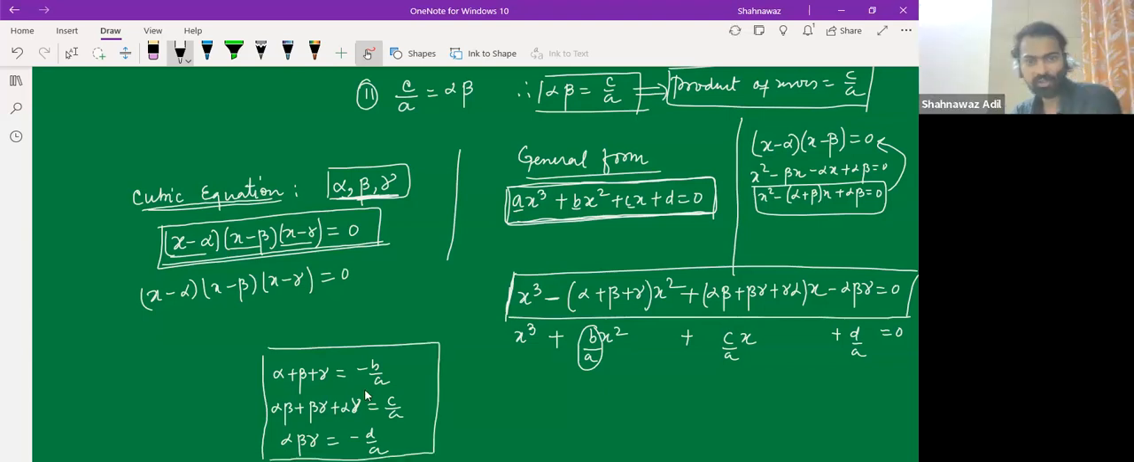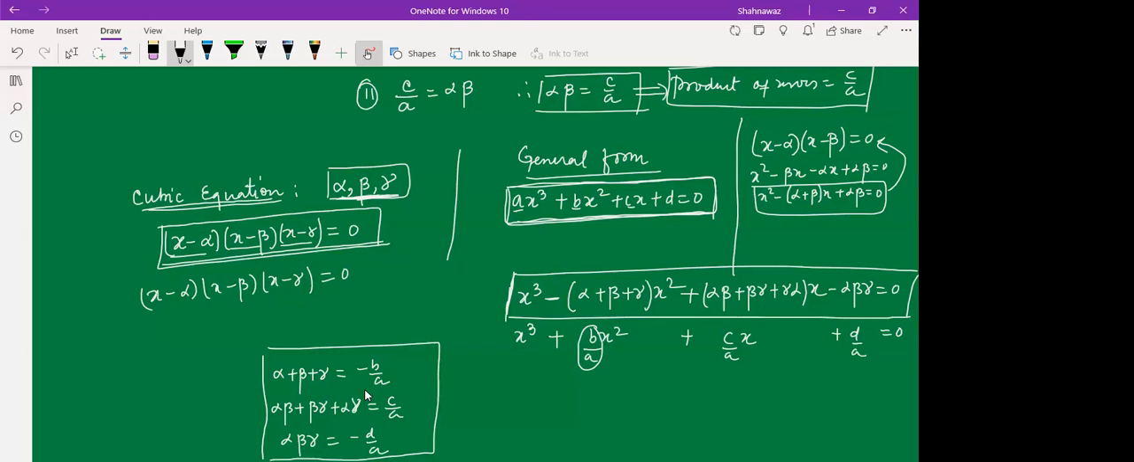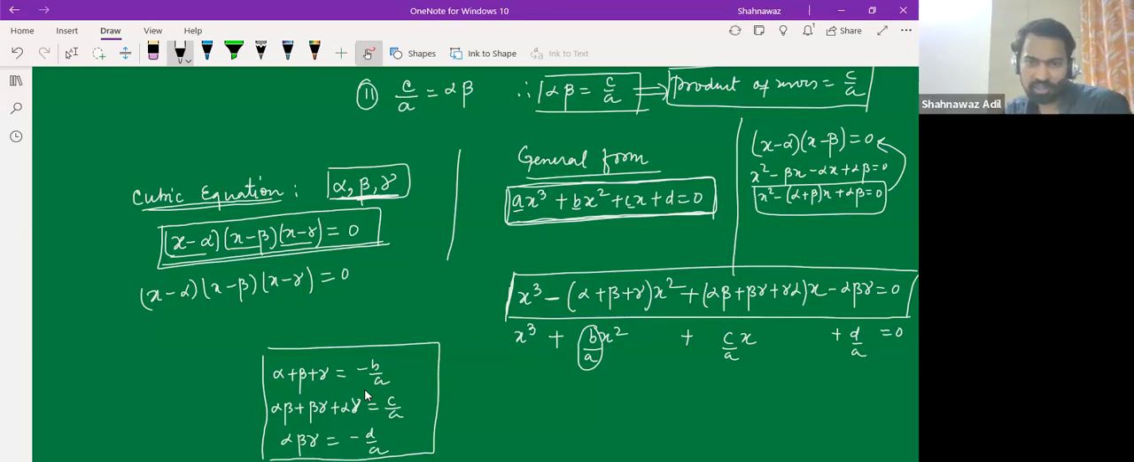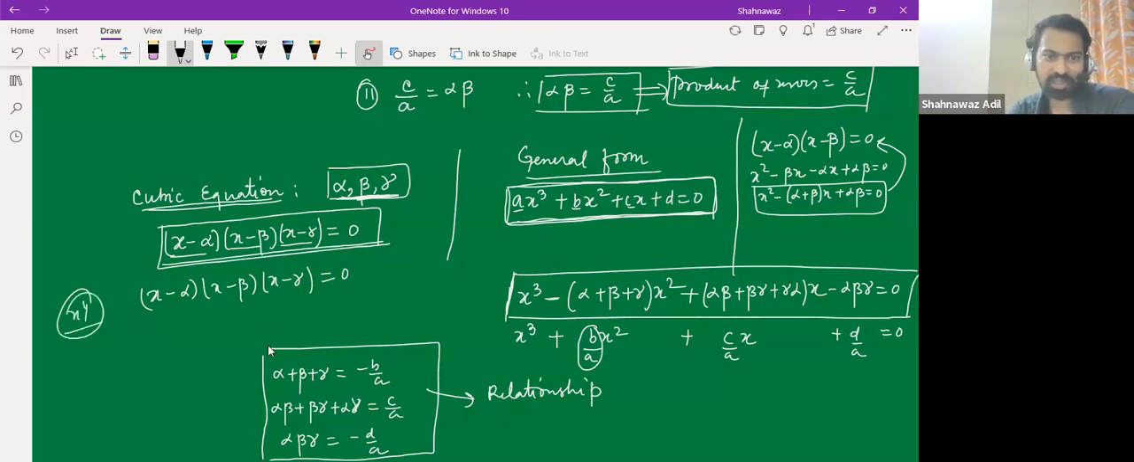Understood, guys? Yes, sir. So these are the relationships. So you guys now can prove, right? If I give you, let's say, a quartic equation, x to the power 4, then you guys can derive.